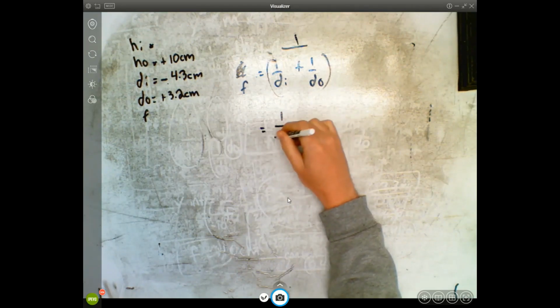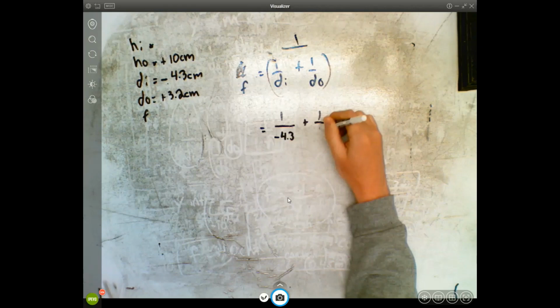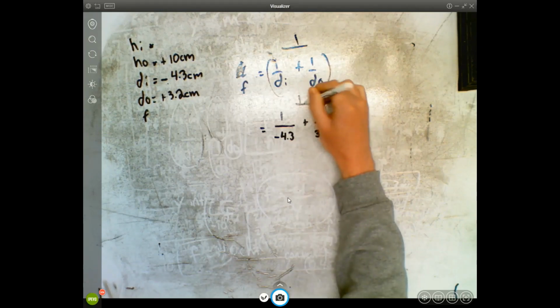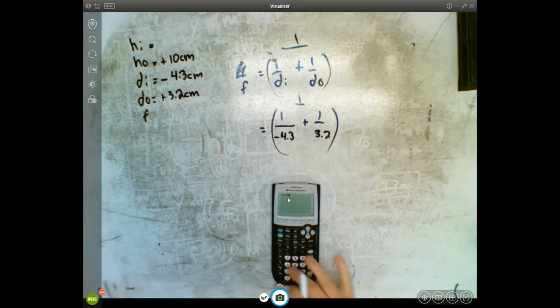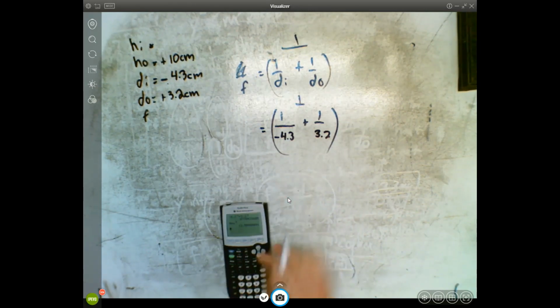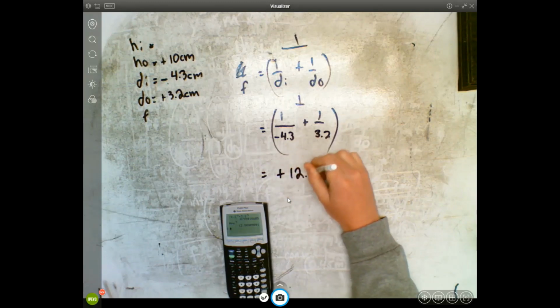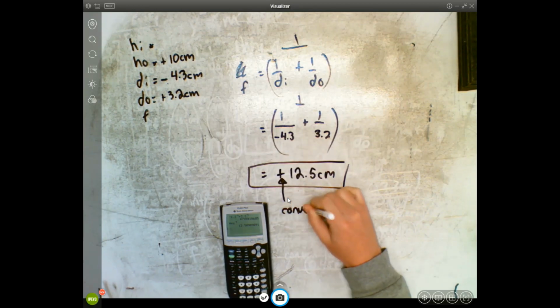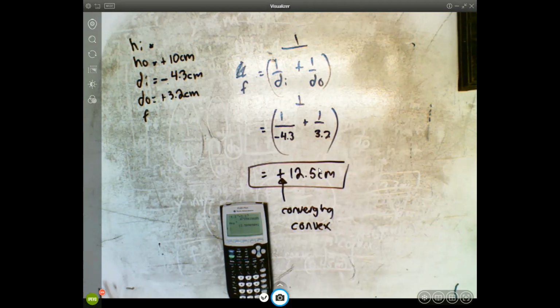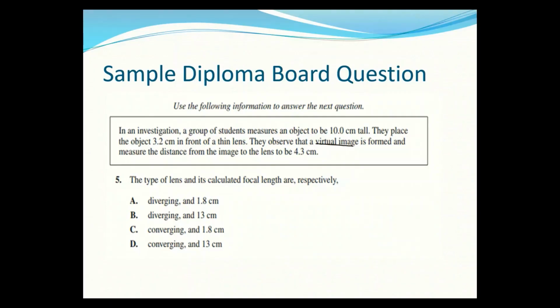So 1 over negative 4.3 plus 1 over 3.2. And then 1 over-ing that, so negative 4.3 plus 3.2, and we end up getting positive 12.5 centimeters. So that positive tells us that it's converging, and it's a lens, so that's going to be convex. So that's what we need to do the answer. So it's going to be 13 and it's going to be converging. So D is the correct answer.